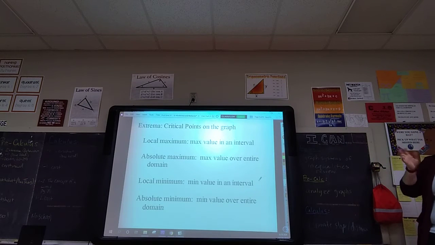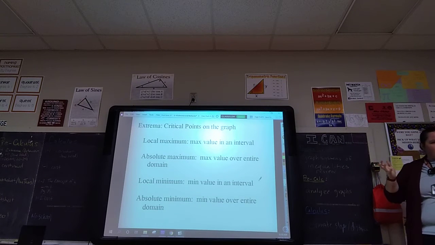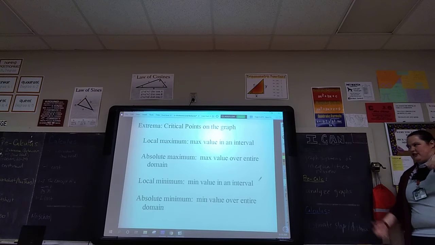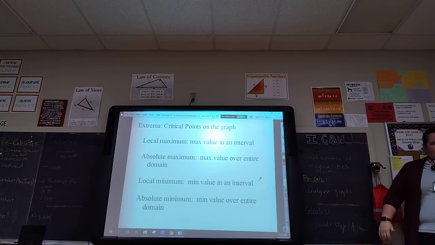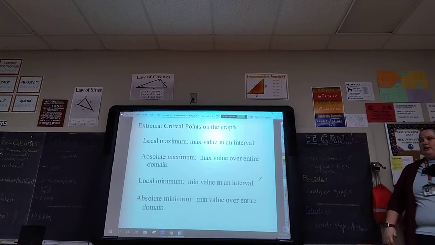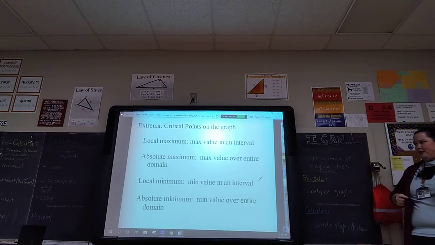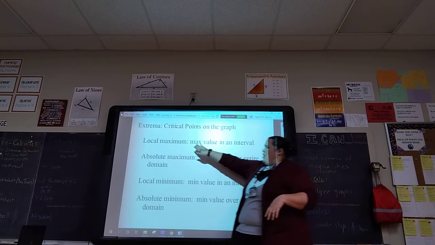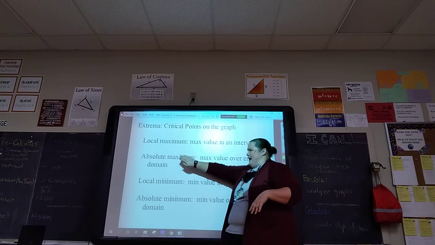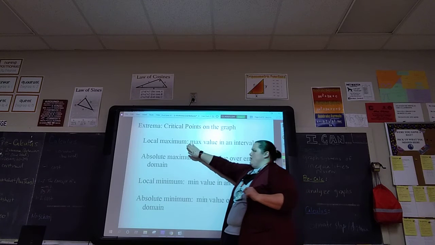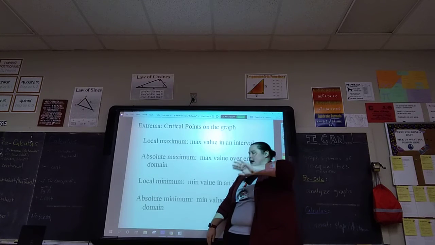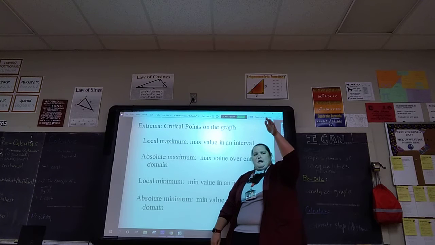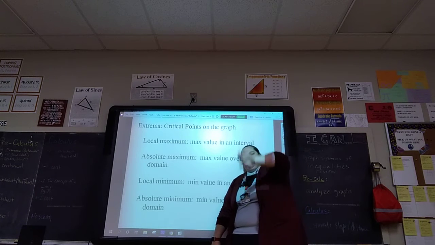They're called critical points of the graph, so they're extreme points. Like I said, where it changes from either increasing to decreasing or decreasing to increasing creates some type of maximum or minimum. So whenever the graph turns, that's where the extrema happens. There are two different types of each: a local minimum or maximum and an absolute maximum. If it's a local maximum, that means the graph is increasing and it turns and then starts decreasing. So it kind of creates a mountain shape.